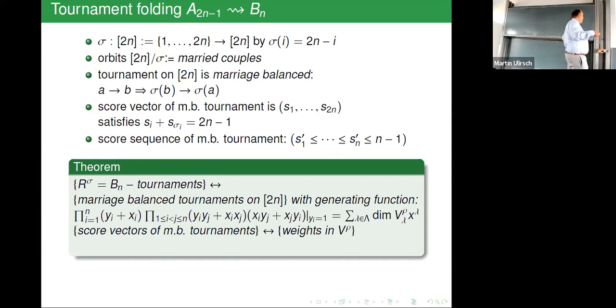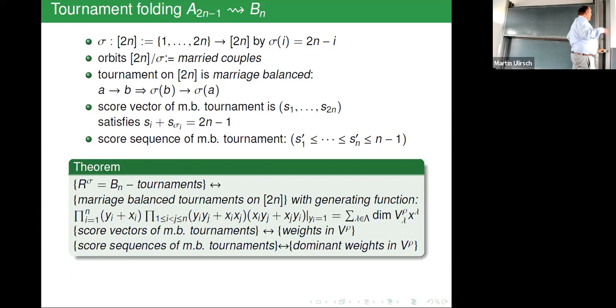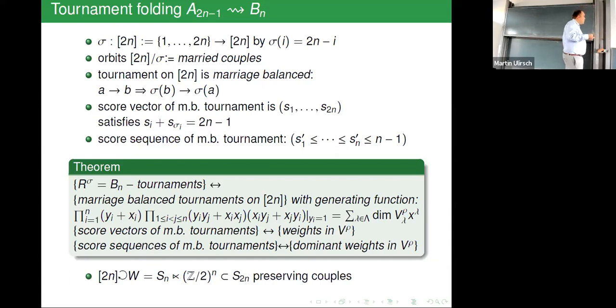So, and again, everything works out very nicely. The score vectors manage the tournaments in this particular situation, and score sequences of these tournaments are the dominant weights. And what's beautiful is that in this tournament description, you can see both the symmetry, so that you take the symmetry permutations which leave couples invariant of Bn. And also what's beautiful is that we can say which are the short ones. So the games between the spouses will precisely correspond to the short ones.